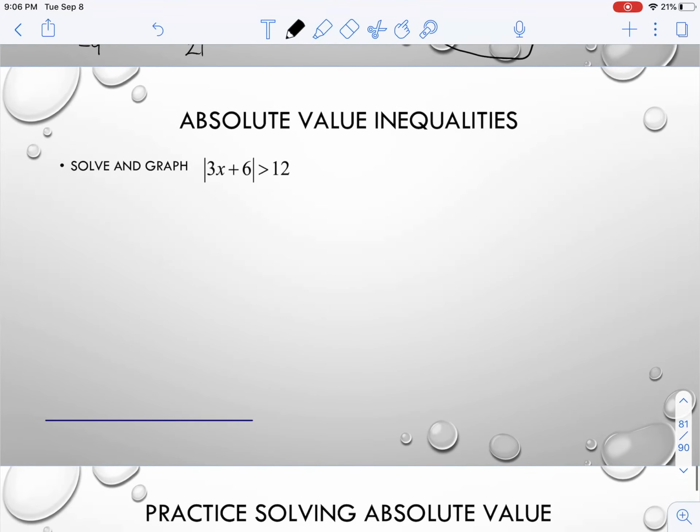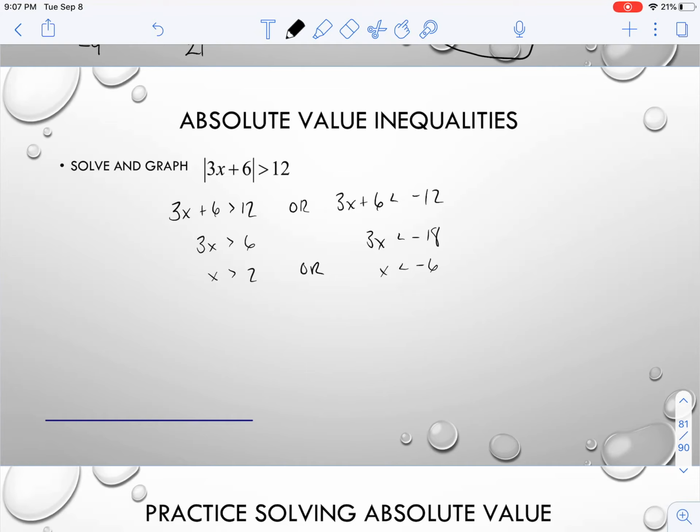So here I've got the absolute value of 3x plus 6 is greater than 12. Again, the absolute value happens to be isolated, so I'm going to split it. So 3x plus 6 is greater than 12, or 3x plus 6 is less than -12. So I'm going to go through and try and solve. I'm going to subtract 6 on both, so I get 3x is greater than 6, which gives me x greater than 2, or 3x is less than -18, or x is less than -6.